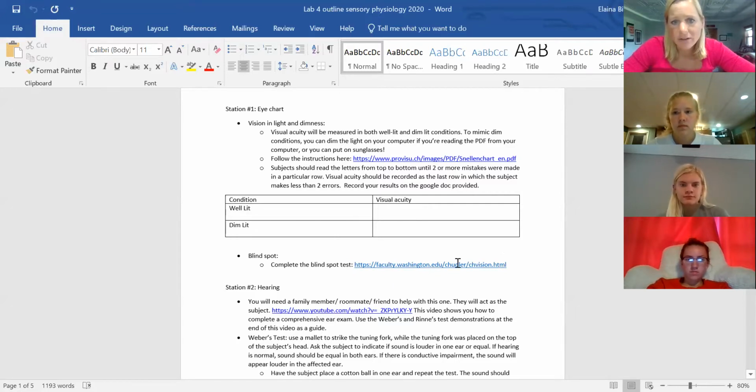Then you're also going to do this blind spot test, which is here. I don't think there's a way to record anything with that. It's just, were you able to find your blind spot, basically?